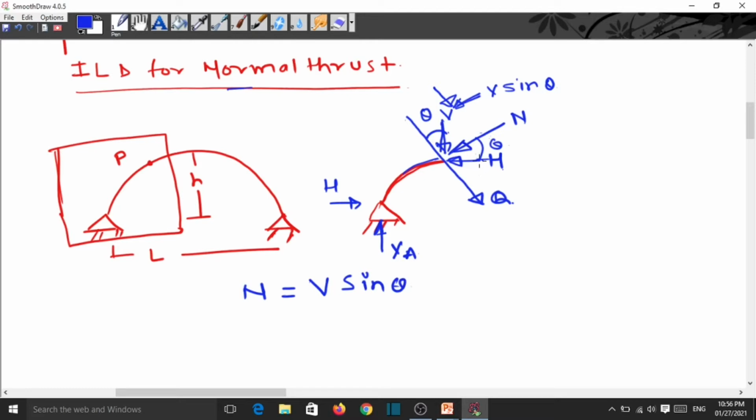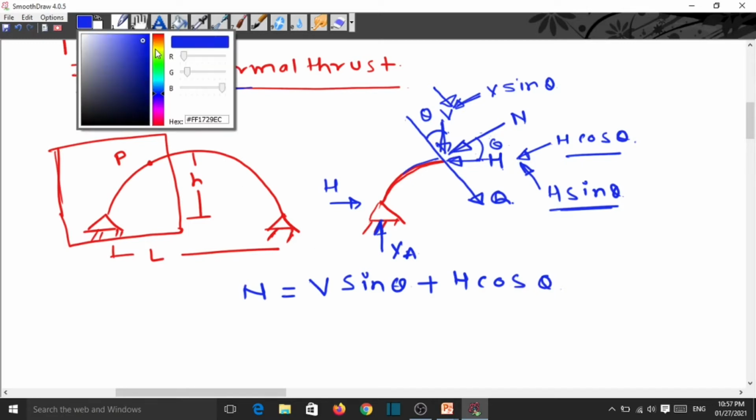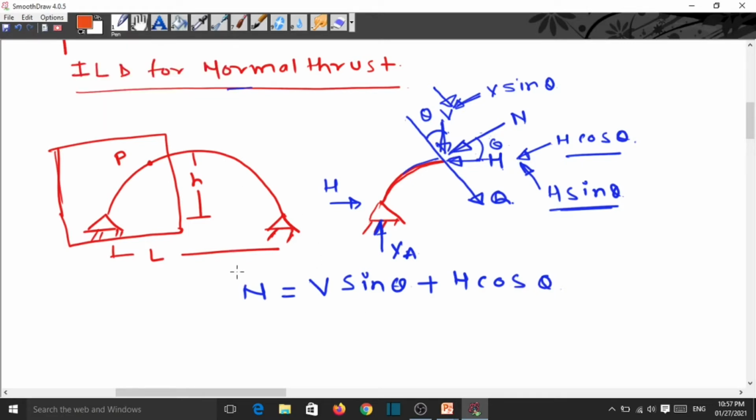and again you have to resolve this force H along the N. The resolution of this force is like this, one horizontal and one vertical. So this is H cos theta, and this is H sin theta. This direction is towards the left, this also towards the left, that is why it's plus H cos theta. So this is the equation of the normal thrust.